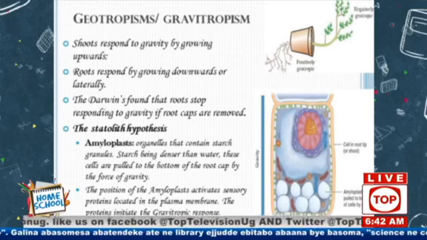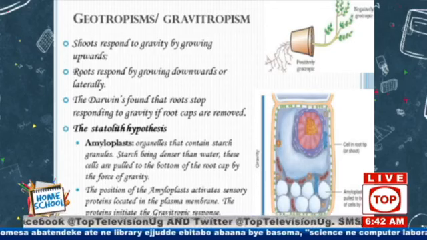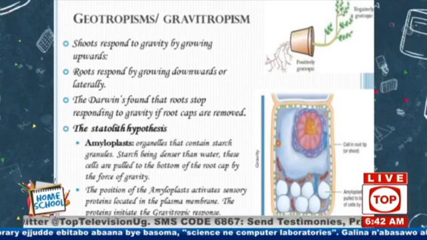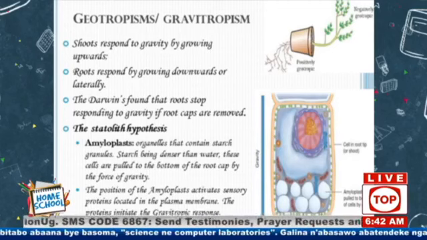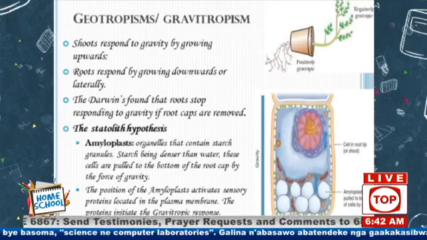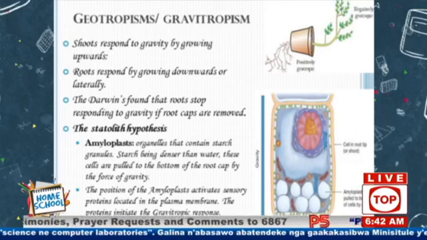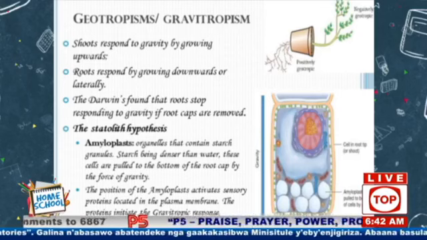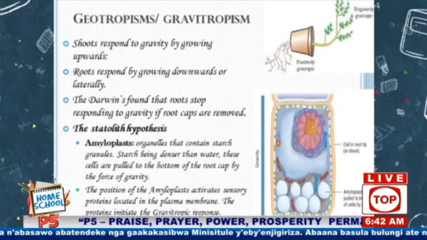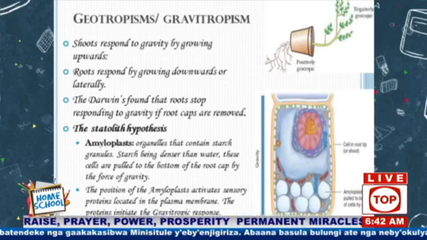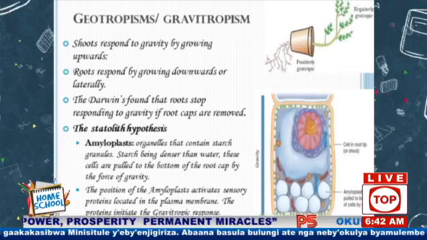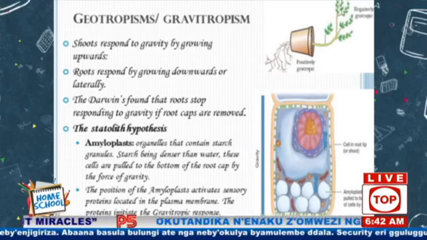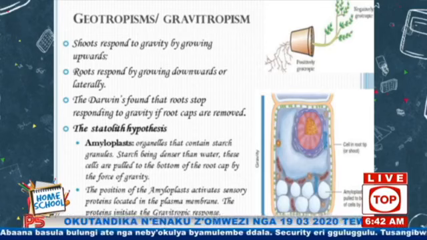The Darwins also are responsible for this science. They did experiments on geotropism, and I would like us to appreciate what these people did. They realized that removing the cap from a developing root stopped response to gravity. And the hypothesis we have for this is the statolith hypothesis. When you look at that picture right there, we have a cell having white substances. These are called amyloplasts. Amyloplasts are cell organelles that contain starch.